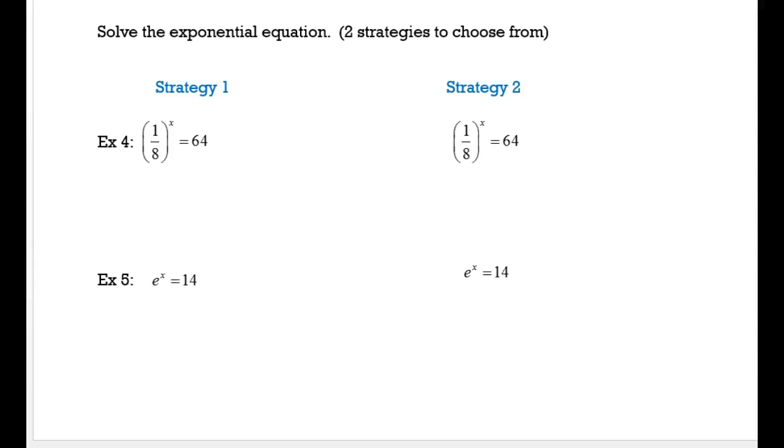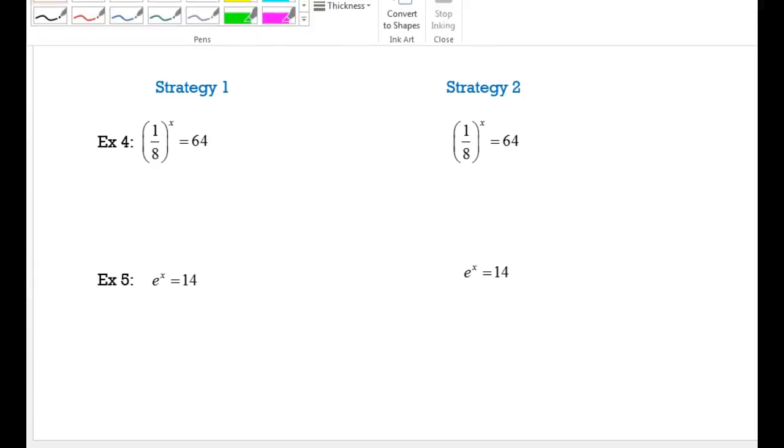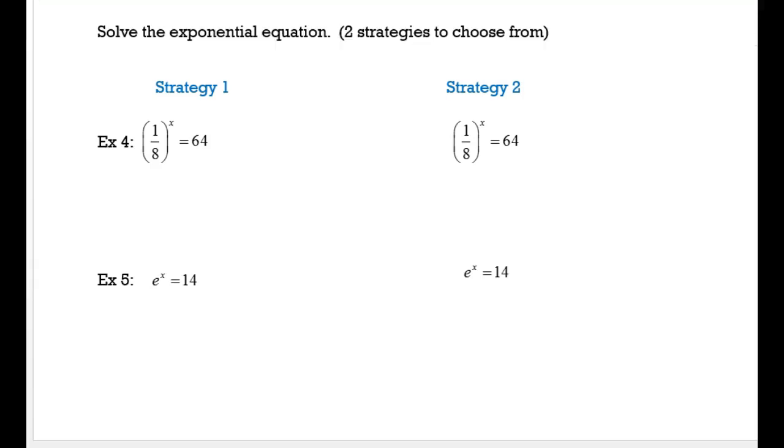All right, let's try example 4. Same deal. We could start by rewriting it with the same base of 8. So 8 to the negative 1 to the x power is equal to 8 squared. When you raise an exponent to a power, you multiply. So this is 8 to the negative 1x power equals 8 squared. Bases drop out because they match. And I have negative x equals 2, which means x is equal to negative 2.